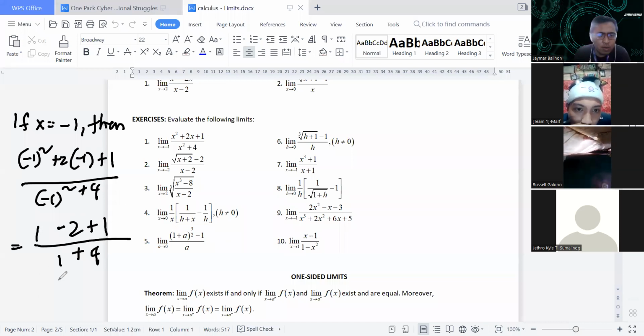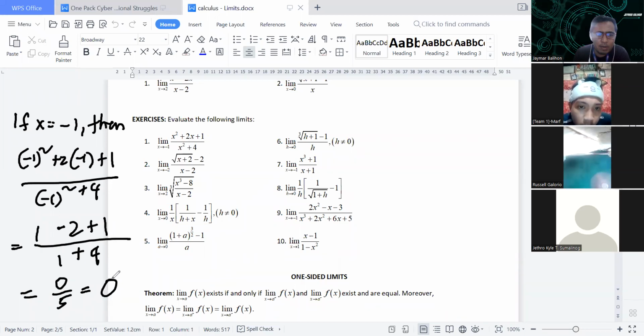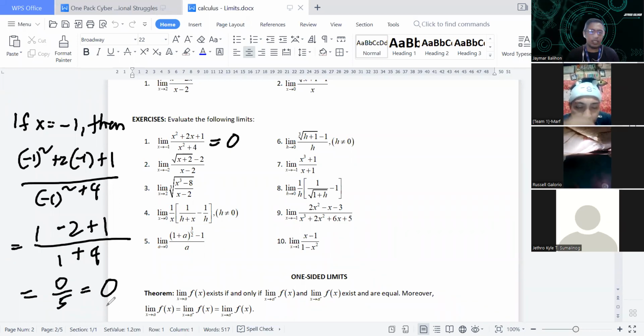0 over 5, right? And we all know 0 divided by any number is just 0. So in this case, since the answer is defined, 0 is defined. So automatically, the limit of this function as x approaches negative 1 is equal to 0. Clear? Because as we substitute the fixed point to your function, it gives us a defined value. Actually, we just use the combination of many theorems that we discussed in the previous meeting. So number 1 is already done.